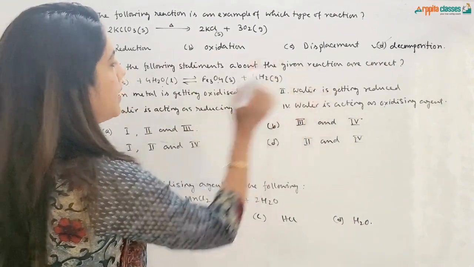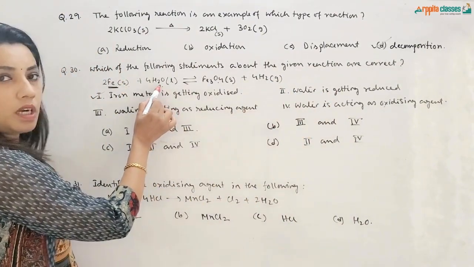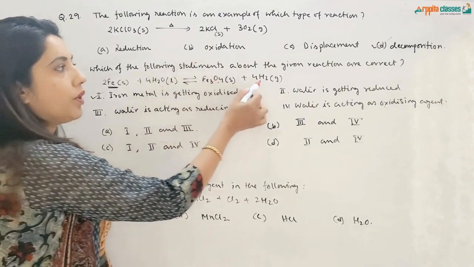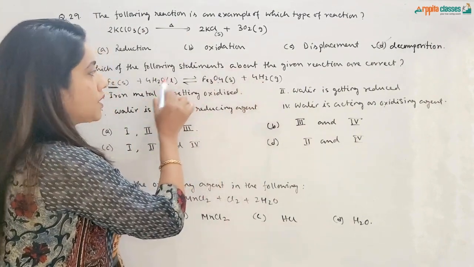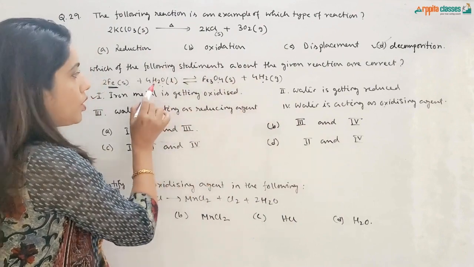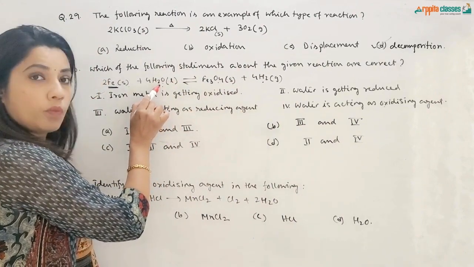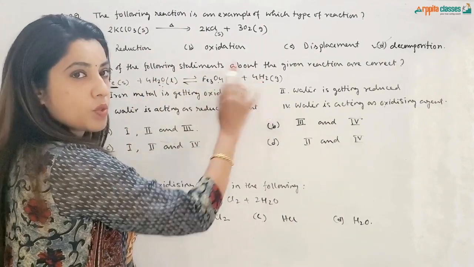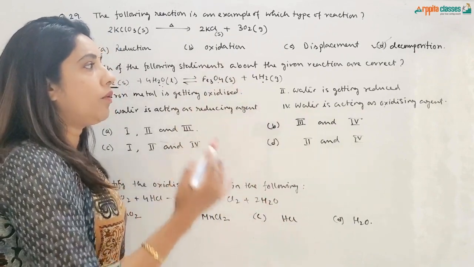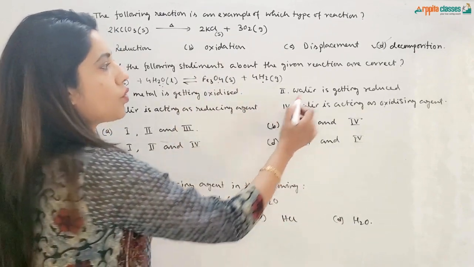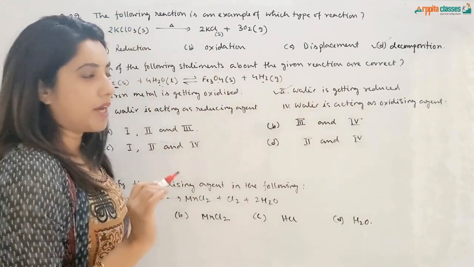Secondly, water is getting reduced. Now here you can see water H2O getting converted into H2. That means oxygen is removed. It was oxygen initially with water, now oxygen is not there. So oxygen is removed. Removal of oxygen is called reduction. So water is getting reduced is the right option.